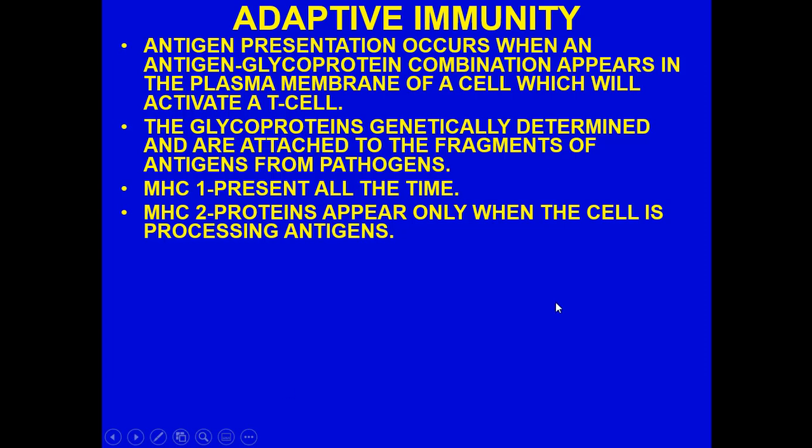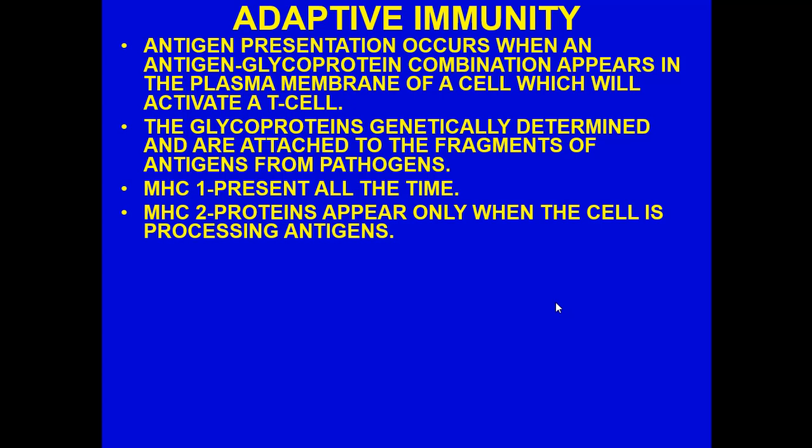Now, antigen presentation occurs when an antigen-glycoprotein combination appears in the plasma membrane of a cell, which will activate a T cell. If a phagocytotic cell engulfs and begins chopping up the pathogen, it'll take fragments, and these fragments will be the antigens. They'll be attached to glycoproteins. The glycoproteins are genetically determined and are attached to the fragments of the antigens, as I said. And you will see this with MHC.